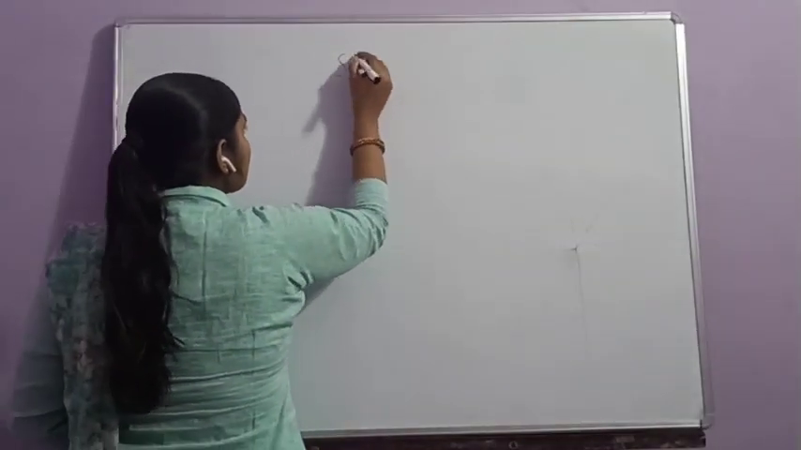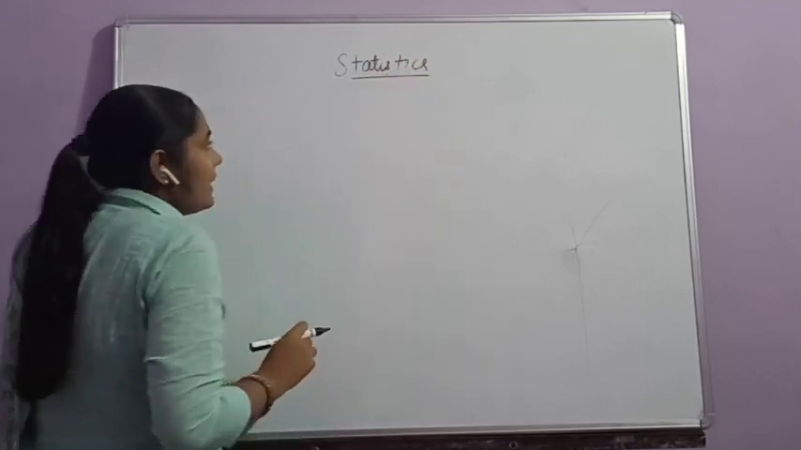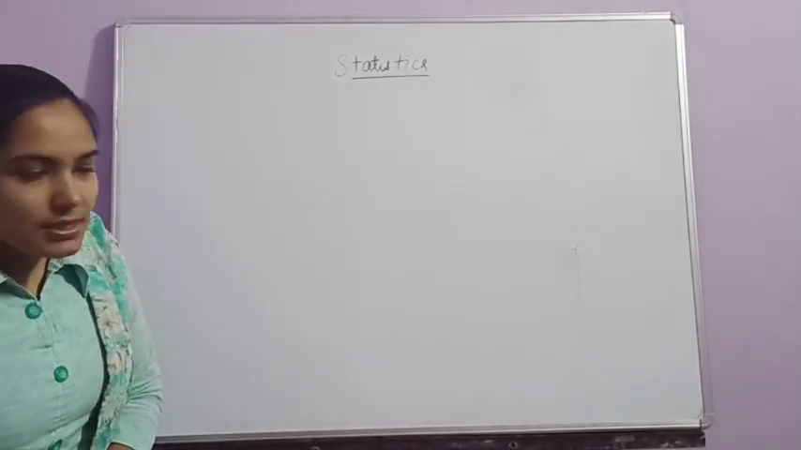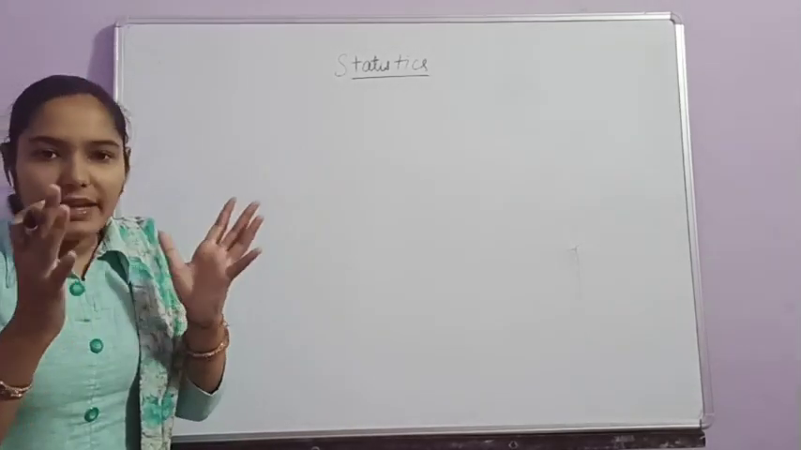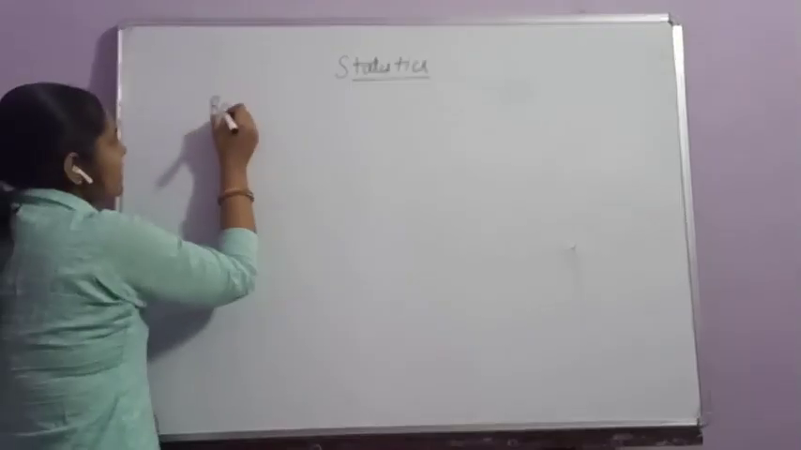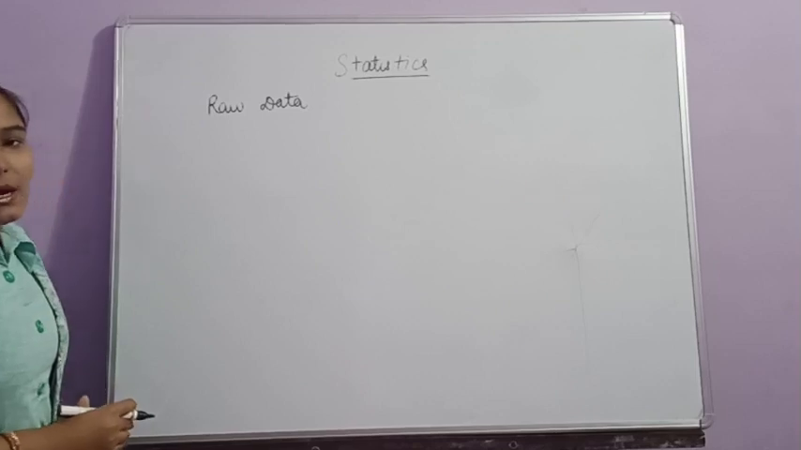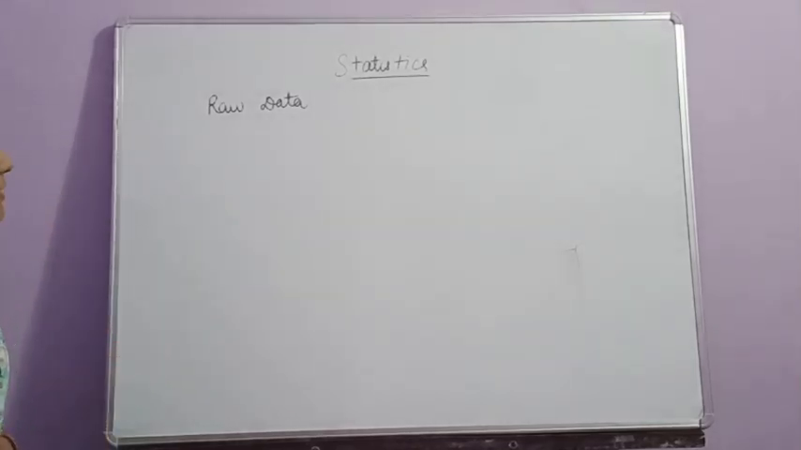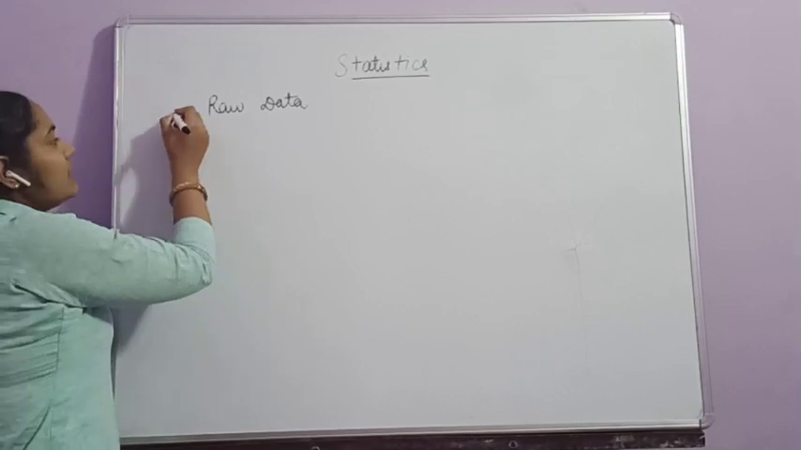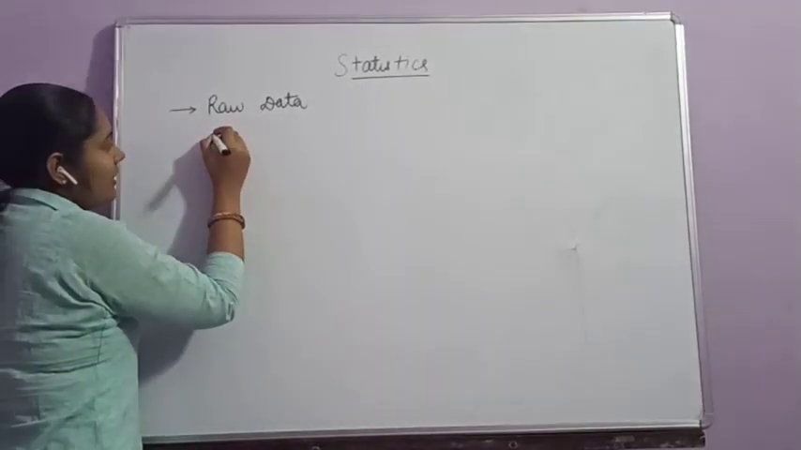Today we will discuss statistics. What is the use of statistics? In statistics we study how we can arrange data. First of all, the data given to you is known as raw data. For example, marks of different students in a class is given to you. Then this data is known as raw data. Then we arrange this data in an order, that is in ascending order.